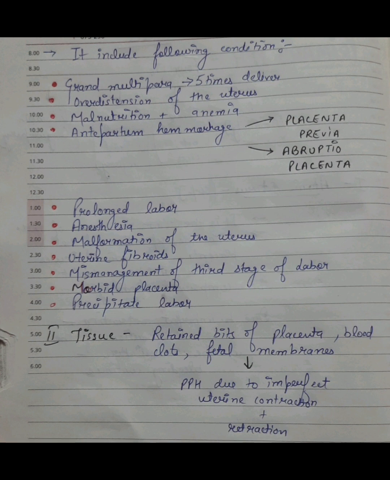Second T is tissue. So tissue is what? अब क्या है कि टिश्यू में क्या है कि रिटेन कोई भी पीछे रह गया है, like bits of placenta रह गए हैं, right, blood clots रह गए हैं, fetal membrane रह गई है, that is, so these are the retained tissues that are causing the imperfect uterine contraction and retraction. That is why PPH can occur, right.